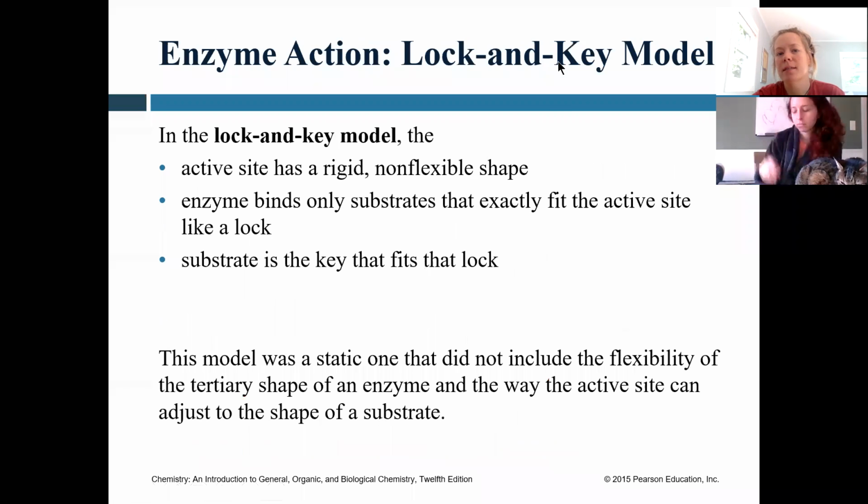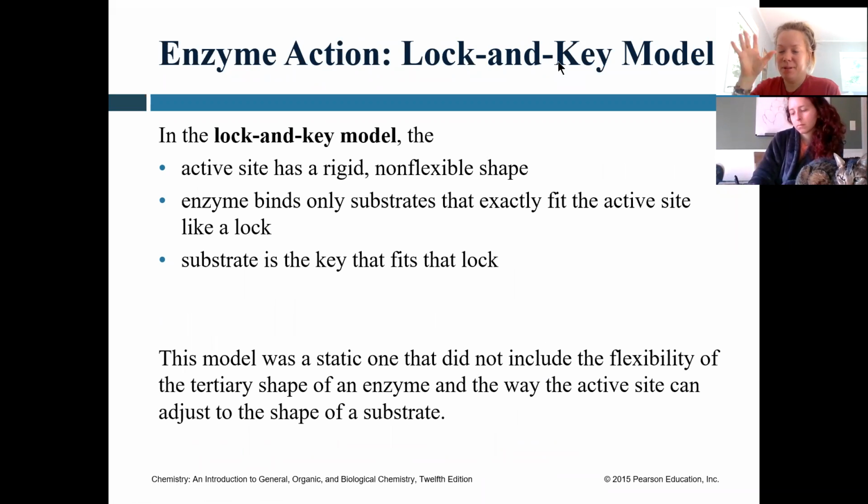So there's a couple different ways that we can explain this enzyme process. One of them is called the lock and key model. In the lock and key model, the active site, that place along the surface of your catalyst, is very rigid and non-flexible in shape. So it's like there's no room for customizing. If you're a sucrase, you are only going to let the perfect sucrose at the right angle fit into you.